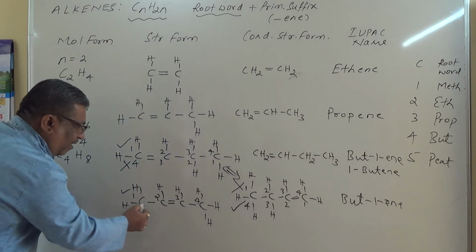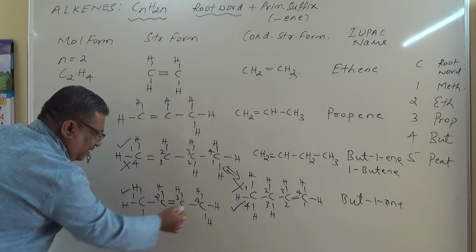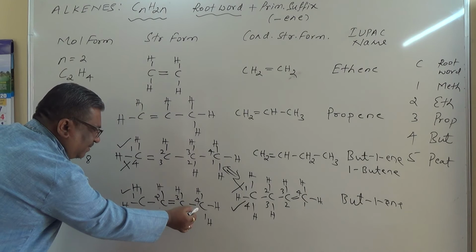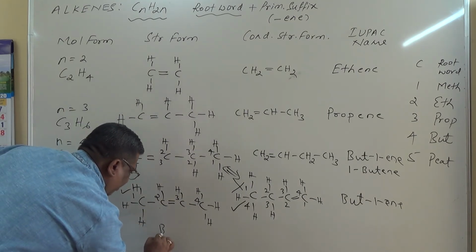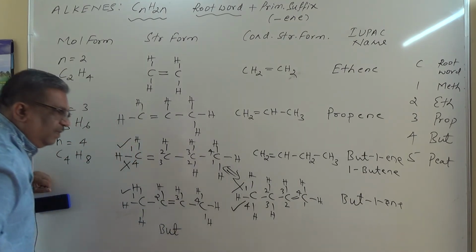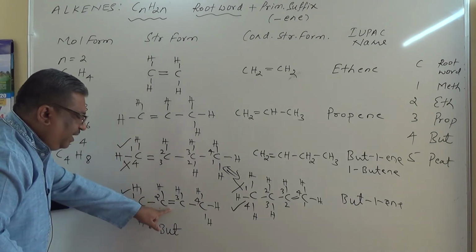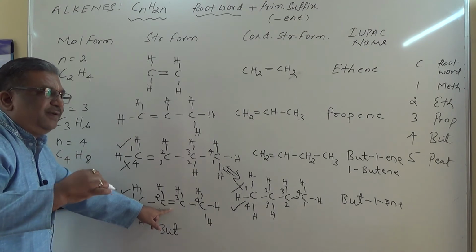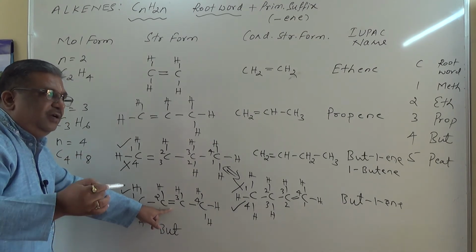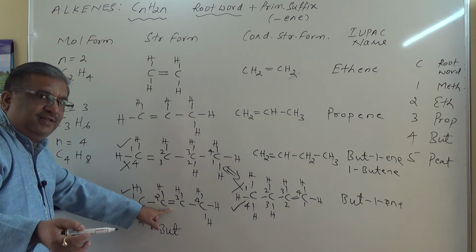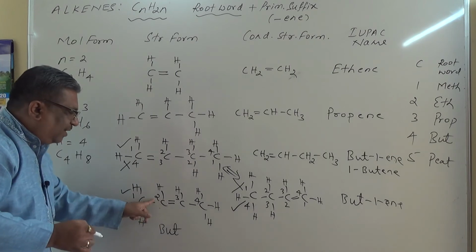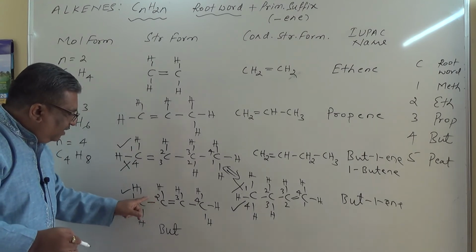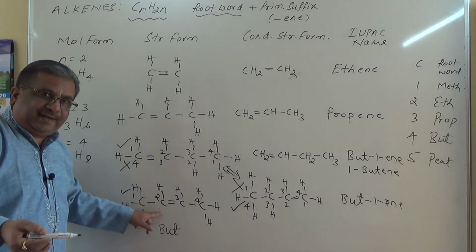See here, the longest parent chain is this one. Numbering is 1, 2, 3, 4. So 4 carbon atoms in the parent chain. Root word but. Ene is attached to it. Ene is the primary suffix for a double bond. To which carbon atom is it attached? The carbon atom number just before the double bond is called a locant. See, these 1, 2, 3, 4 are called the locants.